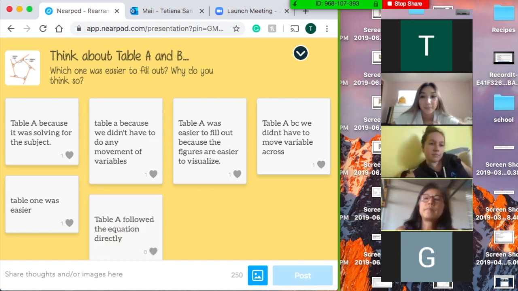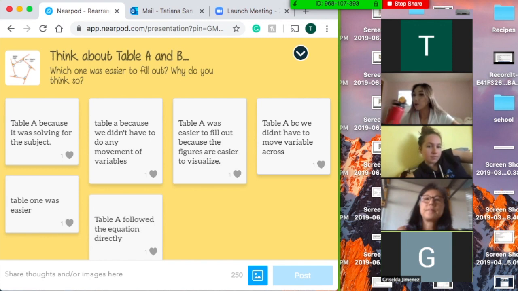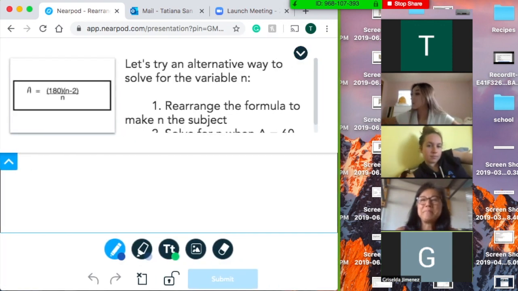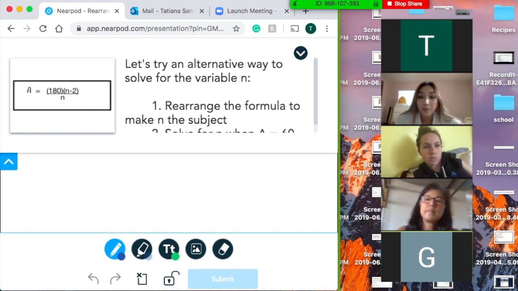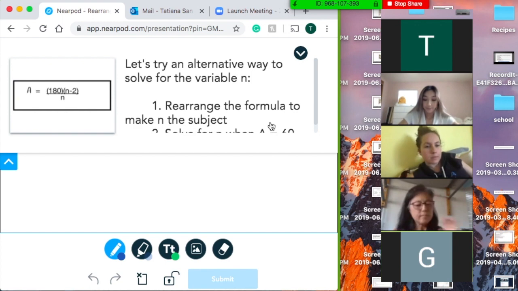Okay, so we're all pretty much on the same page with table A being easier. And Kathy, I love what you said, because it was for solving the subject. So what's a different way we can do this now? If we rearrange formula 2, or table B, to make n the subject, which is what I want you to do now, and then solve for A equals 60, by solving for the subject, we can make this easier. So try and do that and then draw in your or type in your answer. Tatiana, you have 5 minutes.